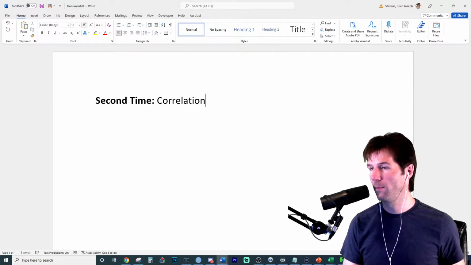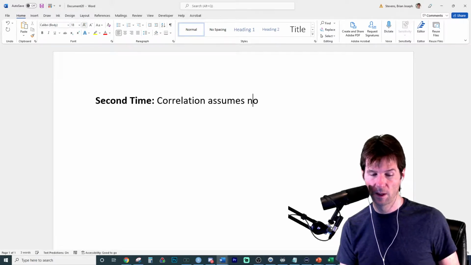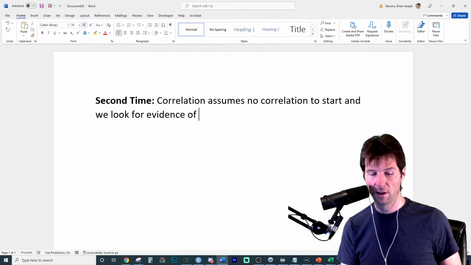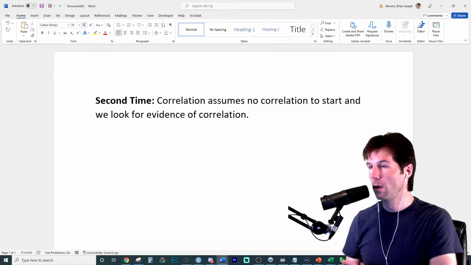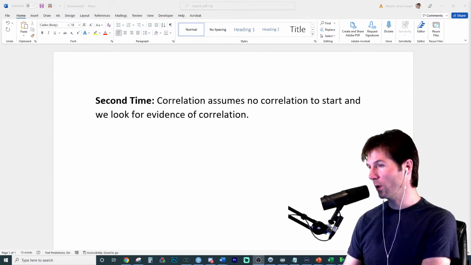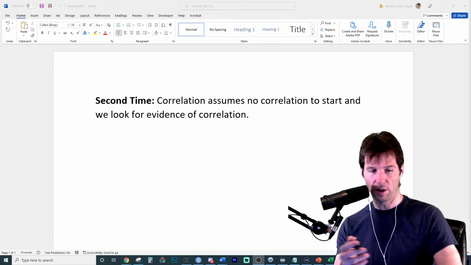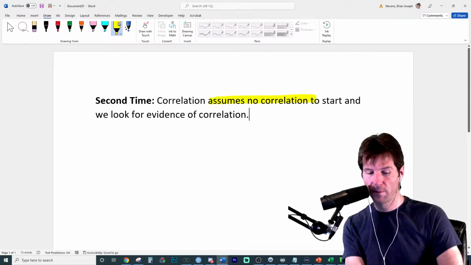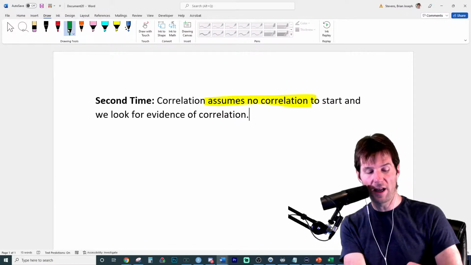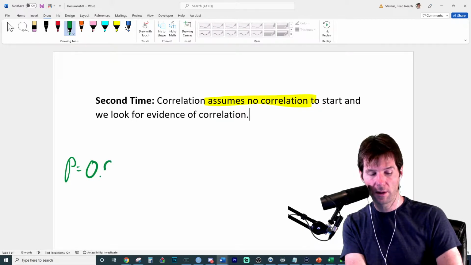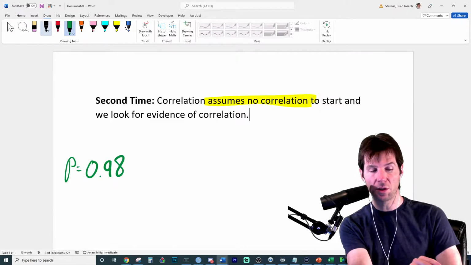Correlation assumes no correlation to start, and we look for evidence of correlation. So when you think about this, let's assume there's no correlation to start. And I said something likely, like a very high likely thing to see right here. That's very likely to see given no correlation.